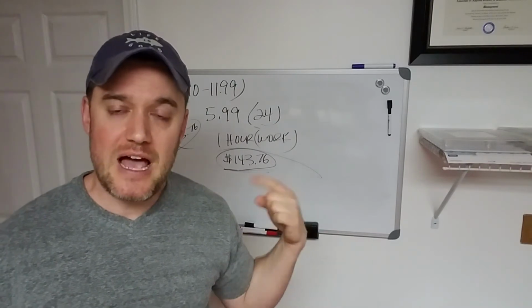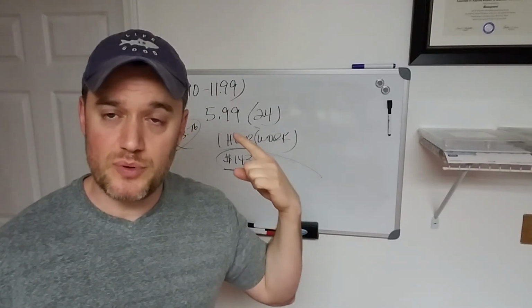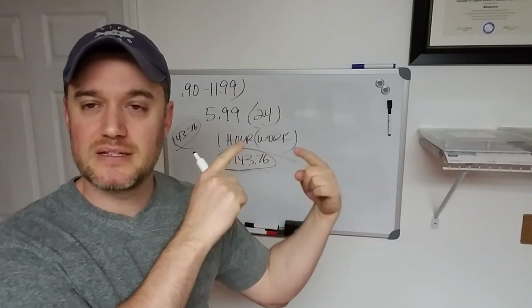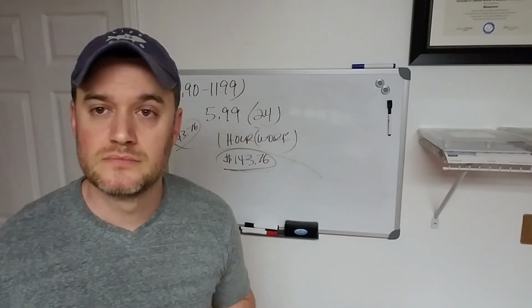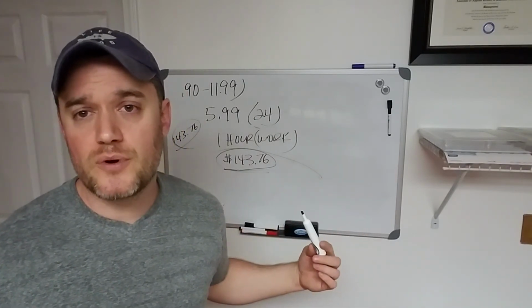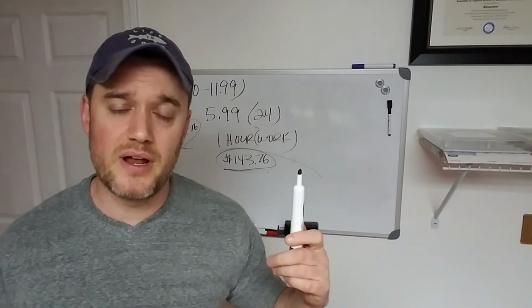But that can be solved with this kind of equation. Figure out how many units you've got. What is your profit from selling that? And then how long did it take you to put all of these together, those 24 bags? From there, you can estimate how much you make. So $143 an hour on one product.